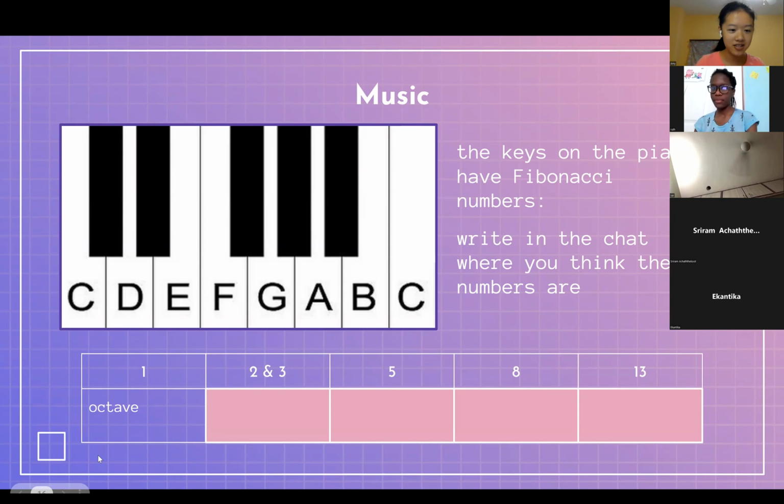So on piano keys, you can actually find the Fibonacci numbers. Let's just look at one octave. In one octave, from C to C, we can find the numbers 2 and 3. Write in the chat where you think you can find the numbers 2 and 3 in this arrangement of piano keys. Think about the number and types of keys.